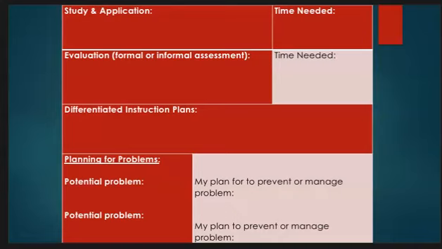And knowing that your students are going to have different learning needs in your classes, how will you differentiate instruction? What will that look like? Be specific. And then finally, go through your lesson, map it out in your mind, ask yourself what could go wrong. Identify at least 2 potential problems. Indicate how you will prevent or manage those problems.